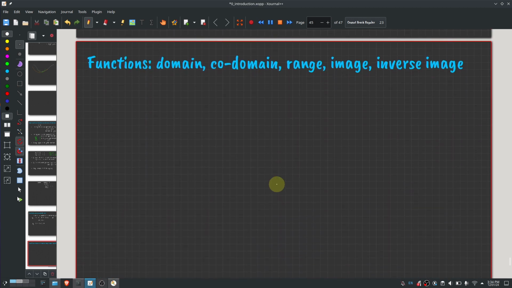Fine. Again, we'll just quickly go through many of these definitions just to make sure that we're all on the same page. So suppose we are given an arbitrary function f from some set A to some other set B. Then we say that the set A is the domain and B is called the codomain.